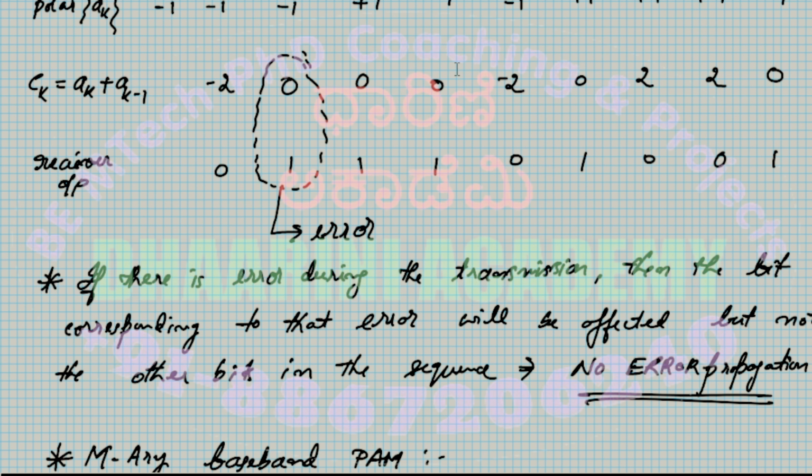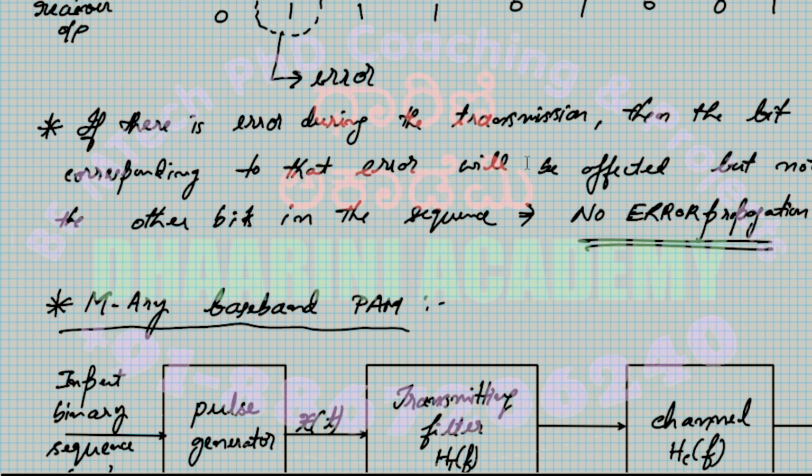Do you have any doubt? I can explain it if you want. It's okay. All right, let's proceed. So the same thing I have given in the statement, right? If there is error for one bit, it is not going to affect the other bits in the sequence. So there is no error propagation in this case.